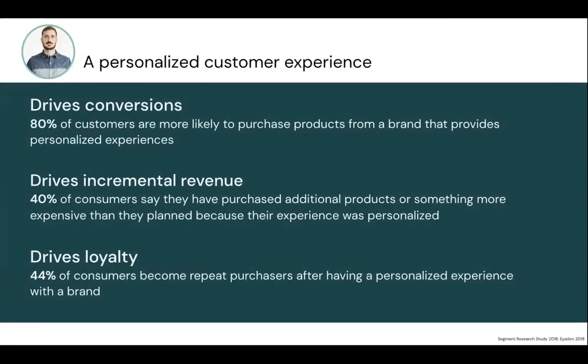What personalization along the customer journey does is it drives conversion. So 80% of customers are more likely to purchase products from a brand that provides a personalized experience. It can drive that incremental revenue. So 40% of customers say they've purchased additional products or something more expensive than they planned because the experience was personalized. And finally, loyalty. Anytime you are consistently delivering personalization, you are driving a feeling of more intimacy with the customer. It keeps them coming back for more. You start to create kind of a relationship.